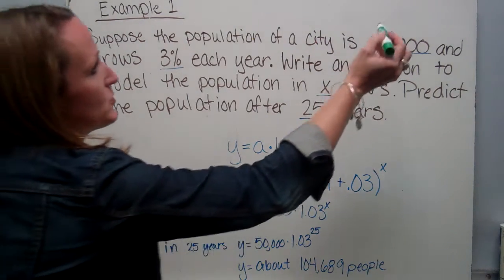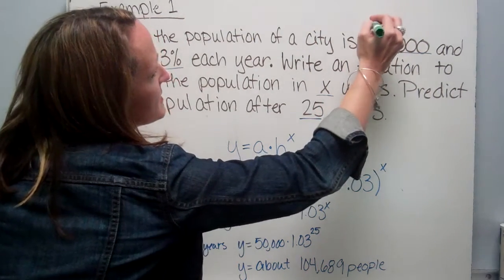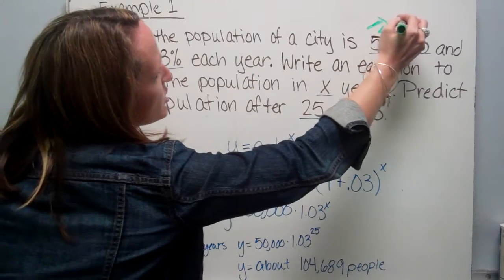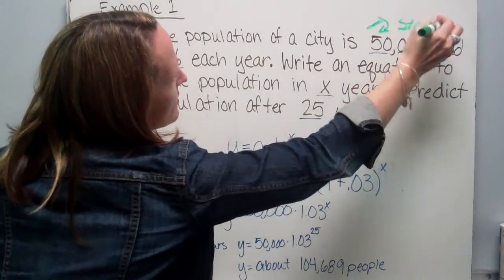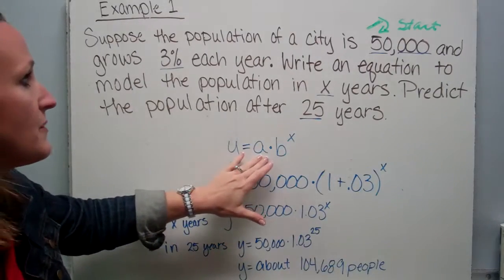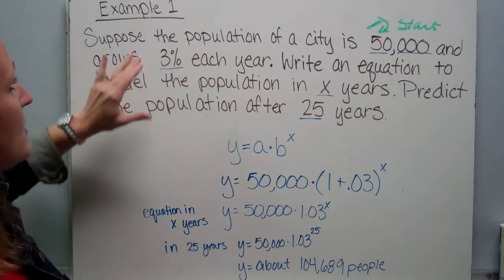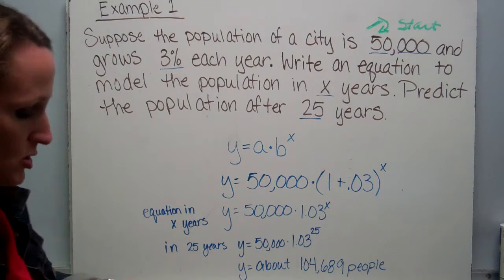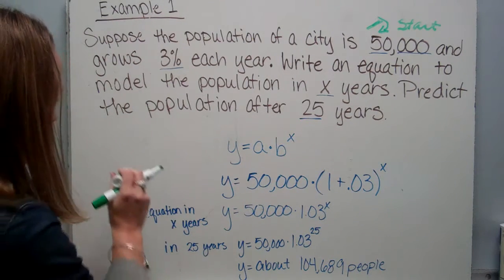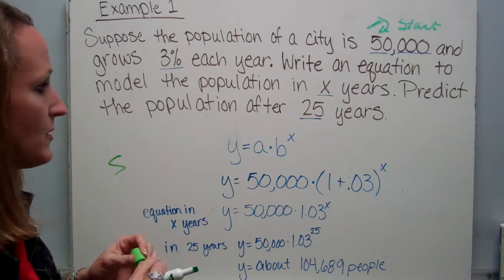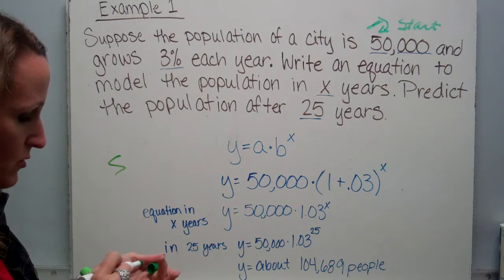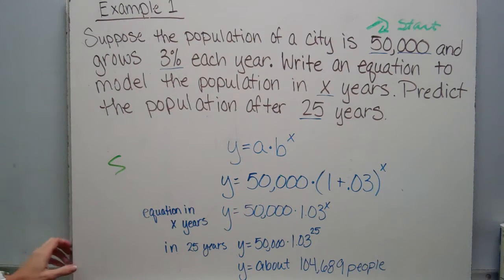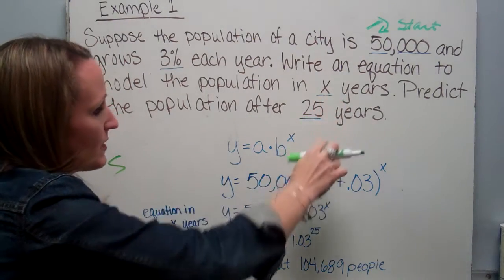So here's example 1. Suppose the population of a city is $50,000 and it's going to grow 3% each year. We're going to write an equation to model the population in x years. That's not so bad. Then we're going to predict the population after 25 years. So we've got our 50,000 up here. This is going to be our start, our a value. Then we have our 3%, and of course you have to rewrite 3% as a decimal. And we've got our x years, we have our 25 years.